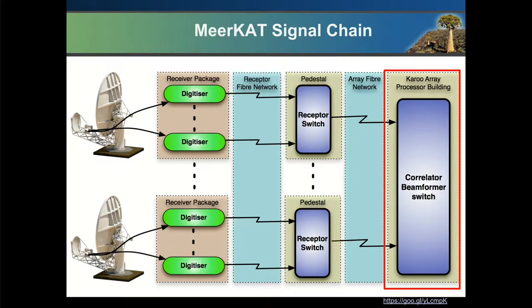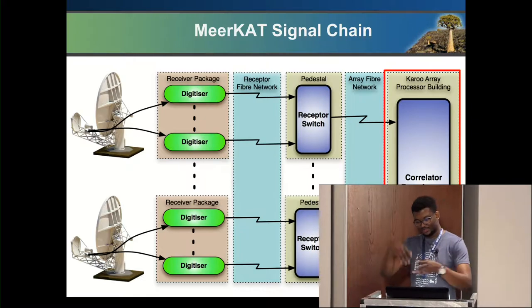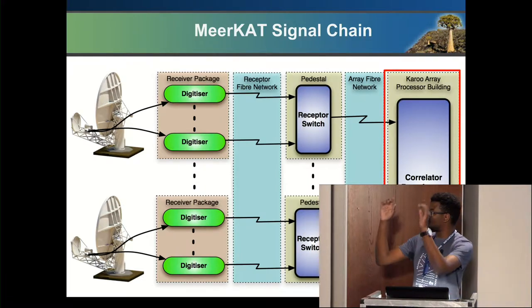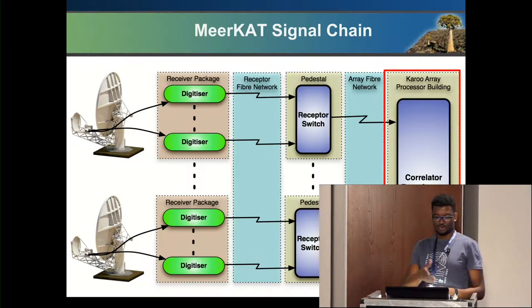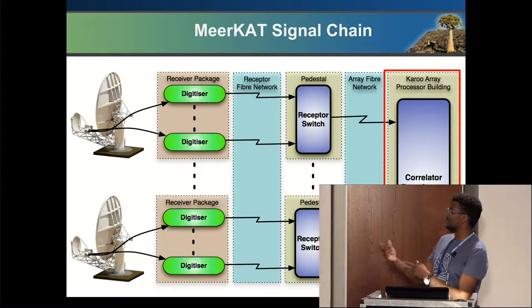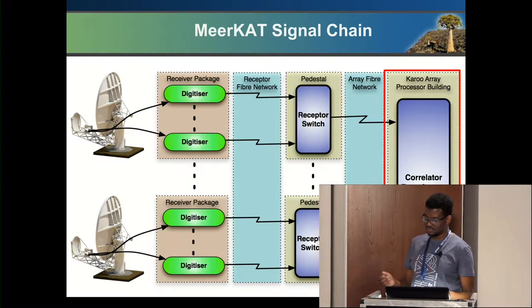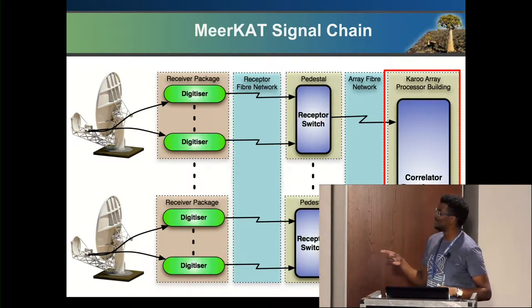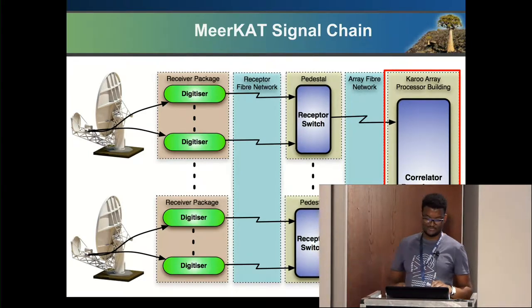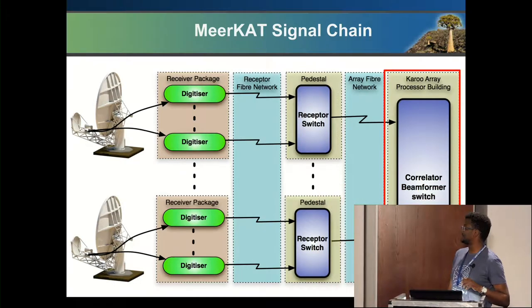So what you see on your far left is your normal antenna. You've got your antenna and your digitizers, listening to whatever galaxy. All that signal goes through digitizers, gets ADCs, and goes through fiber to our correlator array. So where do I come in? I work for the correlator beamforming team. I am the test and verification engineer, software quality engineer, as I call myself on LinkedIn.